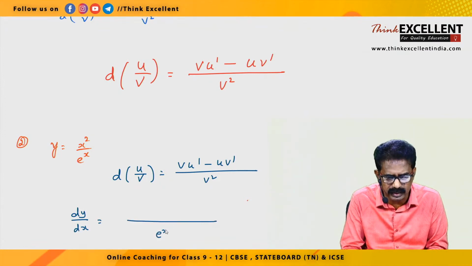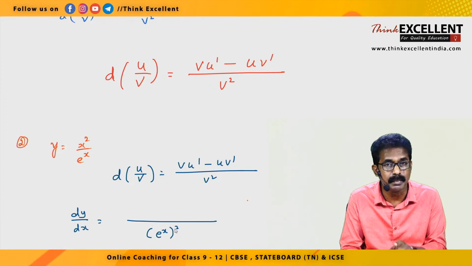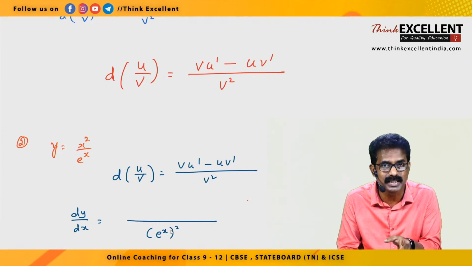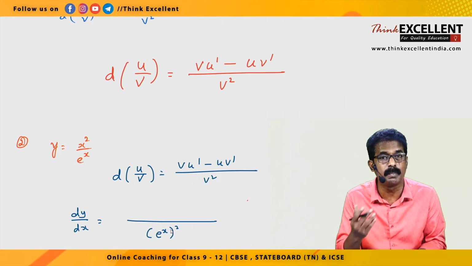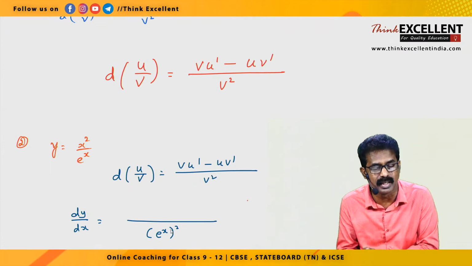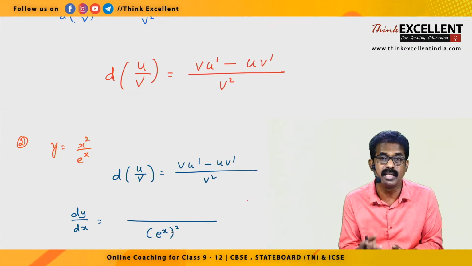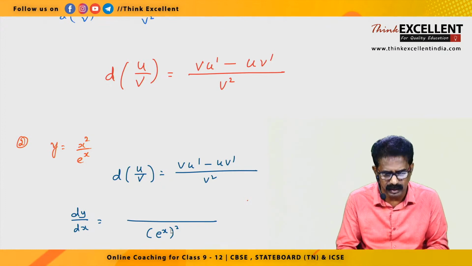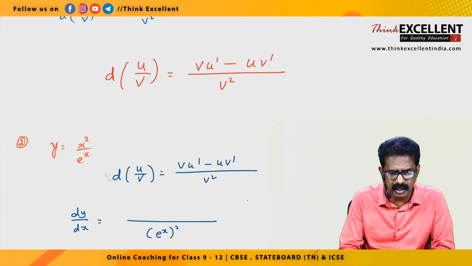So e raised to x the whole square can be written as e raised to 2x also, right? Because a raised to m, the whole power n, is a raised to m into n. So e raised to x the whole square is e raised to 2x. Both are the same, right? Just to leave it. Start with the denominator. What's the denominator?